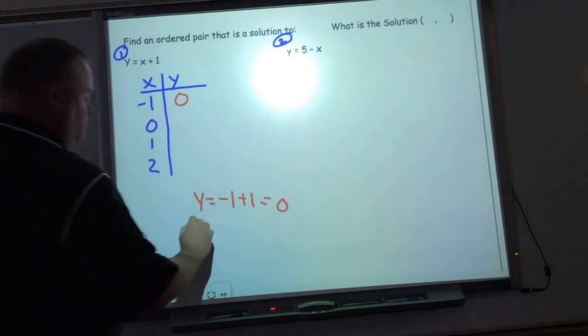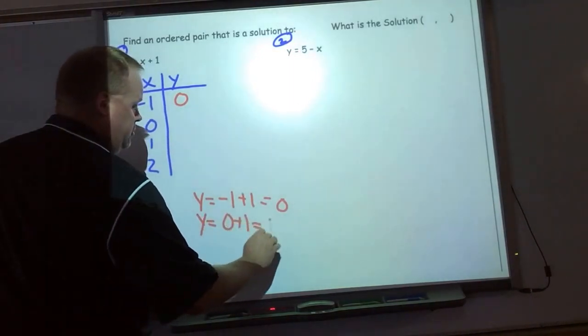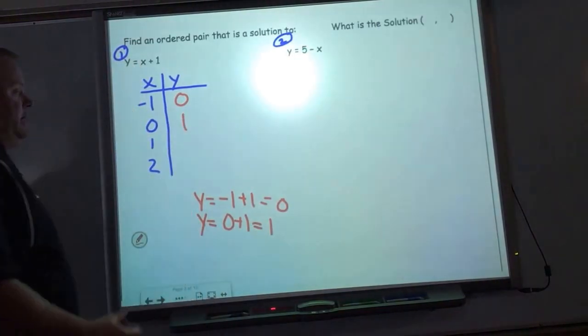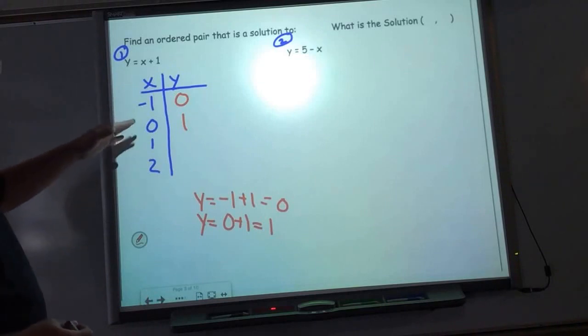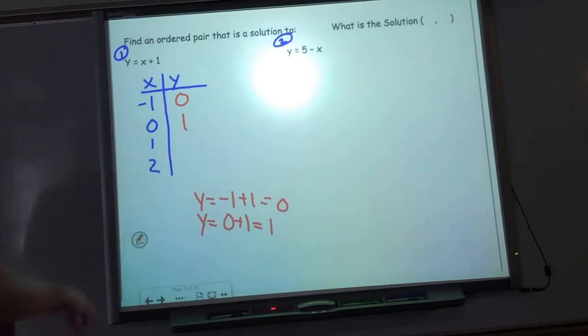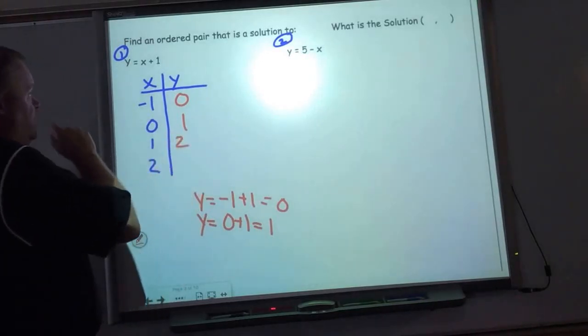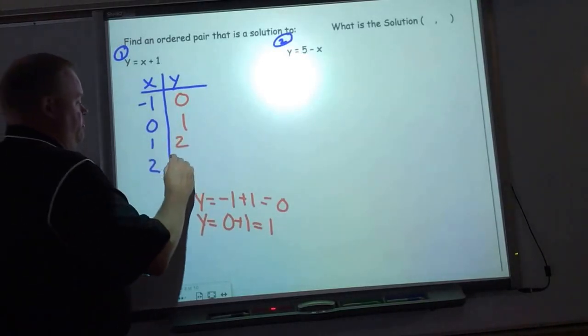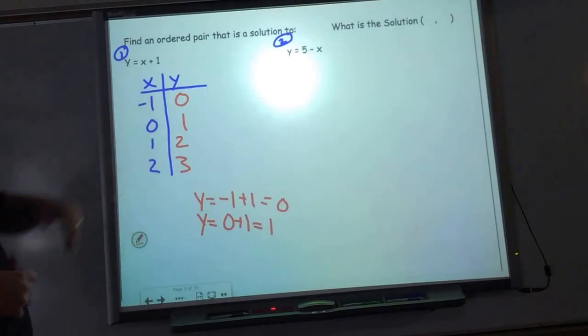If I plug a 0 in, that's y equals 0 plus 1. So I know I'm going to be equal to 1. And I'm going to do this for all 4 of these numbers, for x being -1, x being 0, 1, and 2. So if x is 1, y is going to be 2. And when x is 2, y is going to be 3. So I've come up with a little input-output table for this equation.